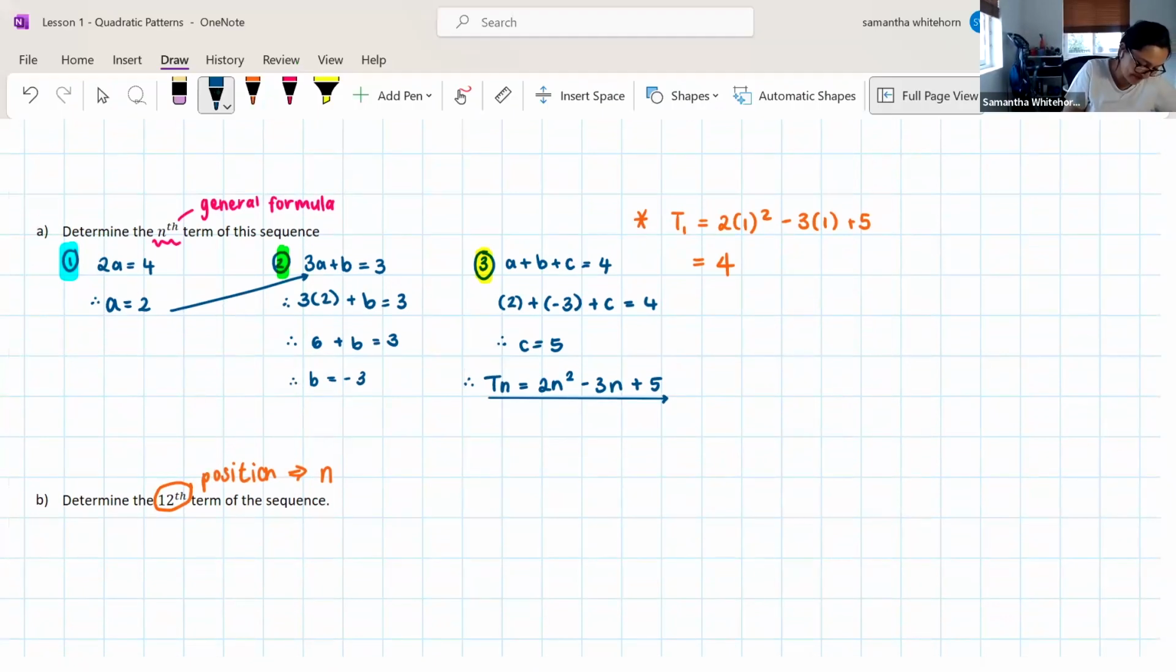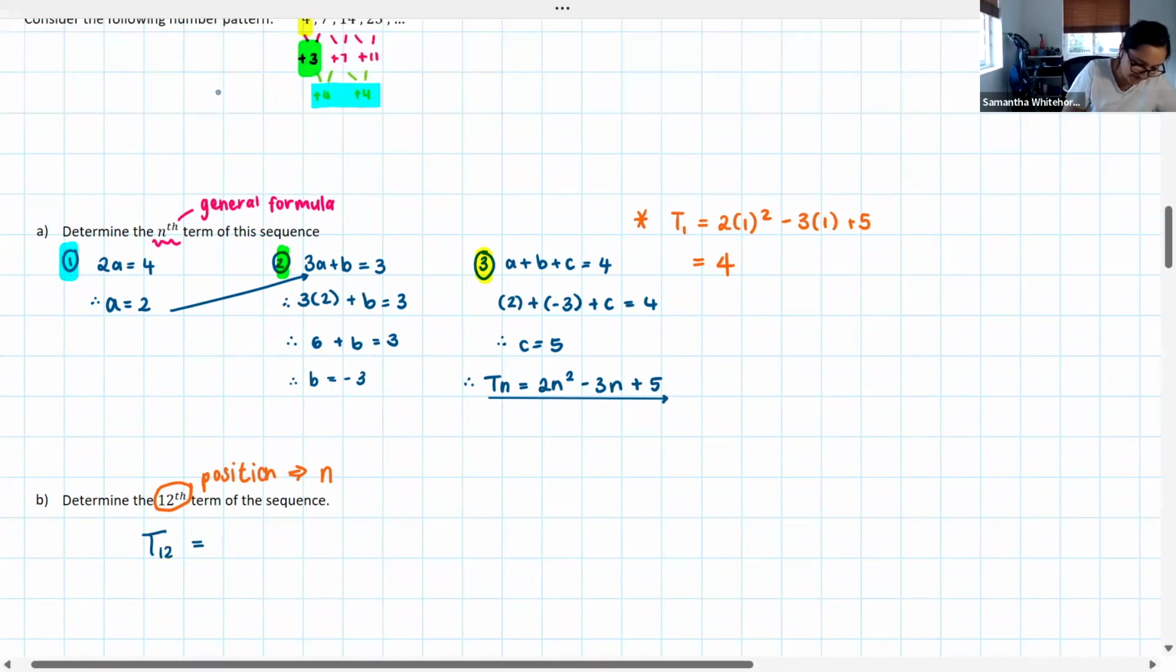It's going to be T12 is equal to 2 times 12 to the power of 2, minus 3 times 12 plus 5. Perfect. Okay, so I'll give you guys a second to do that on your calculator while I mention something else.